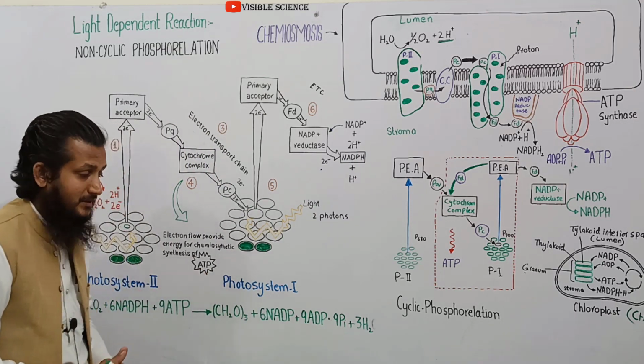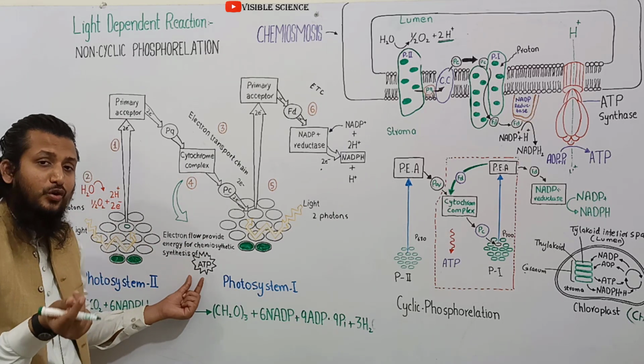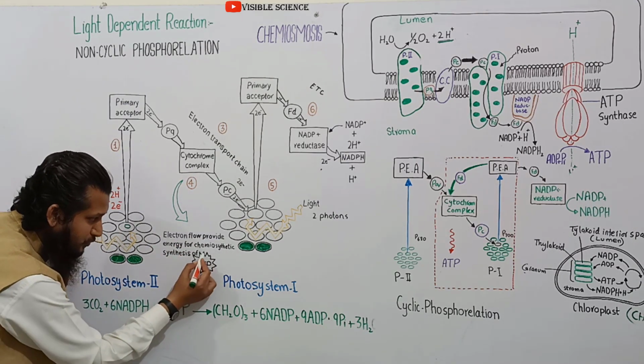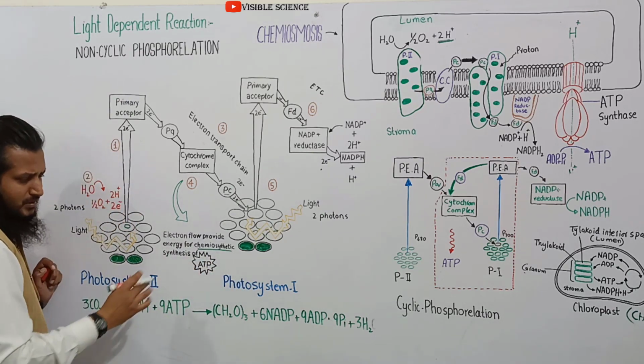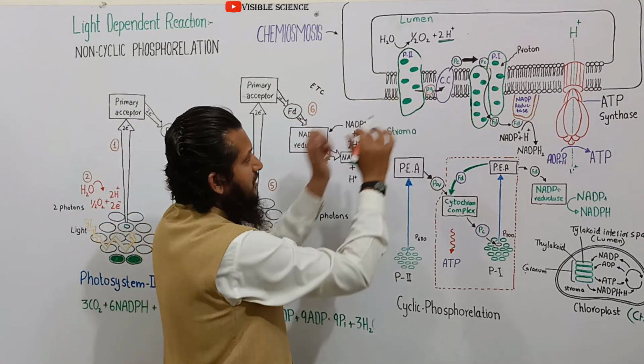But here is a point. The ATP produced by the cytochrome complex is actually not directly produced. Here you can see ATP is produced by a chemiosmotic process. For this explanation, we have to take this system onto its original location.